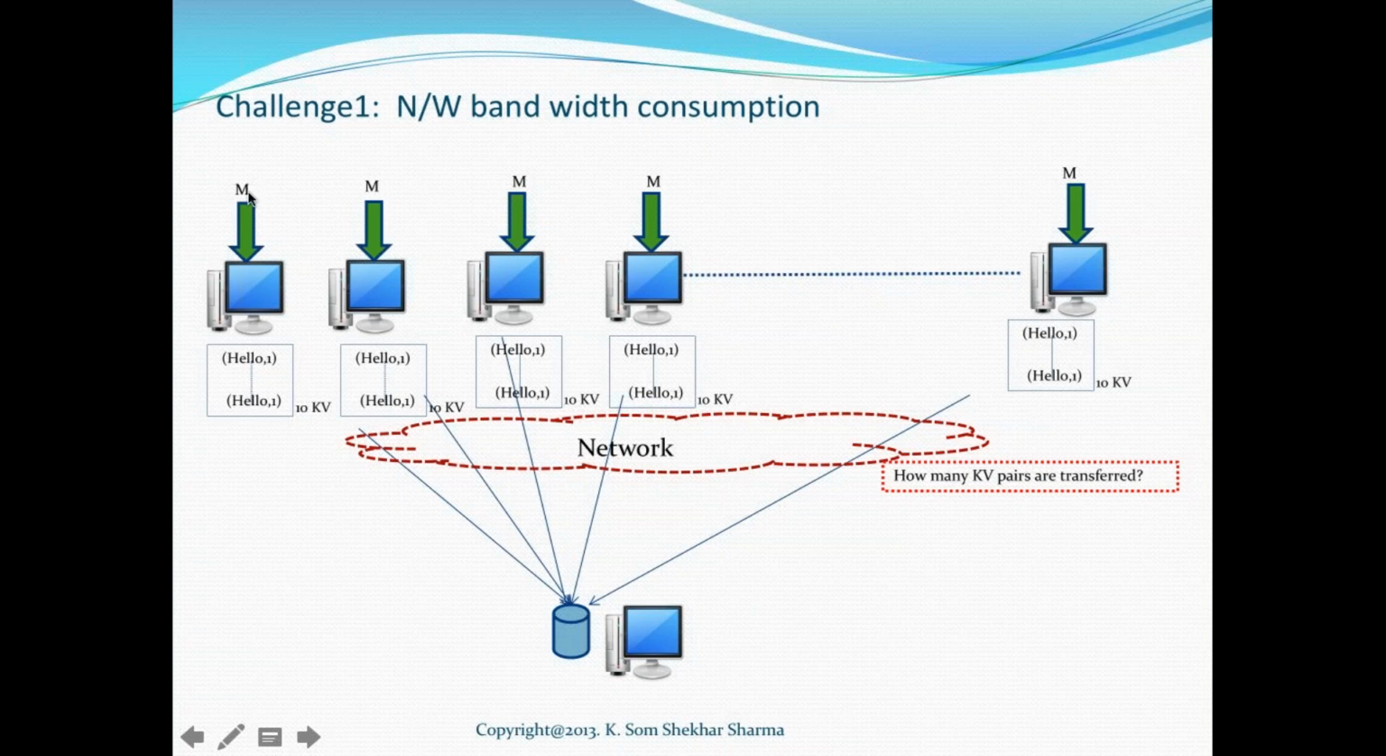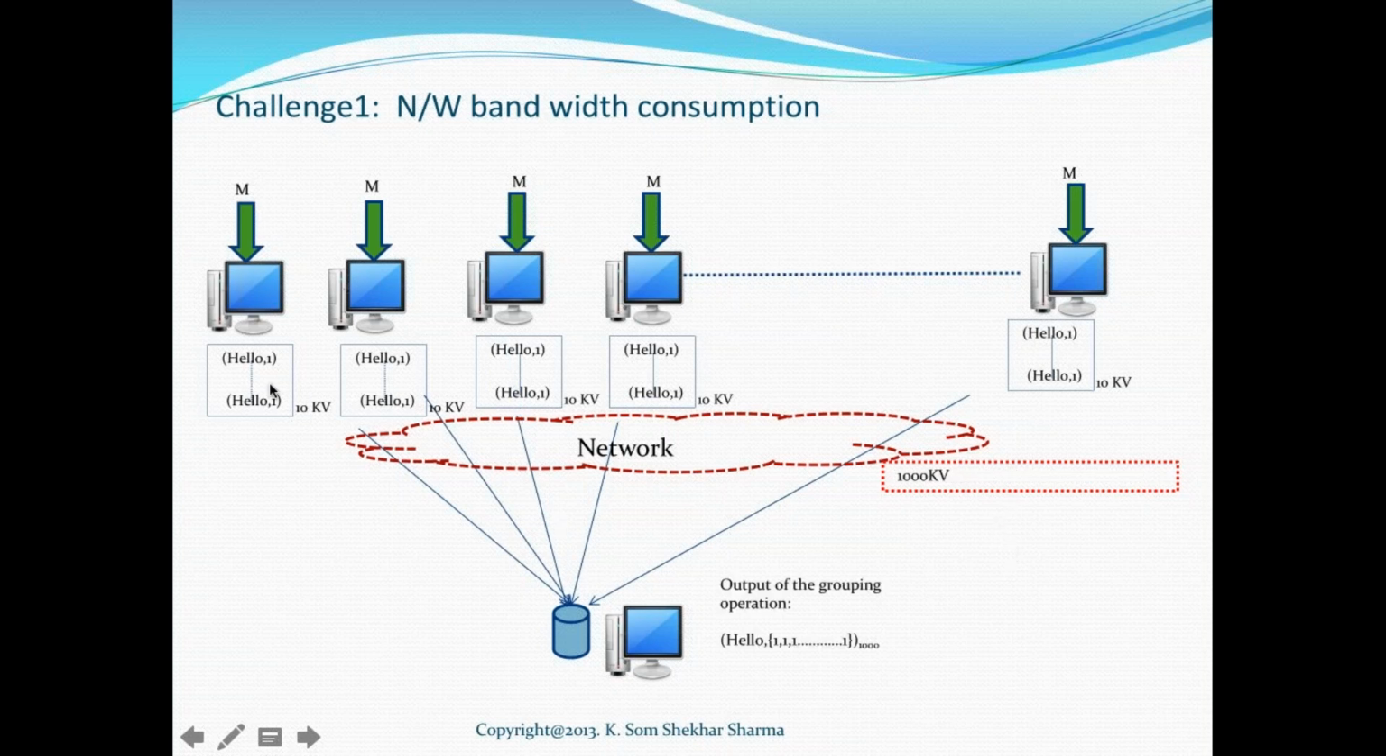Here each of the map tasks is giving you 10 key value pairs, and the key value pairs are hello, 1. So from this mapper you have 10 hello comma 1 key value pairs, and likewise from all the mappers. Now the question is, how many key value pairs are transferred? From one machine you have 10, so from 100 machines you'll have 1000 key value pairs transferred across the network.